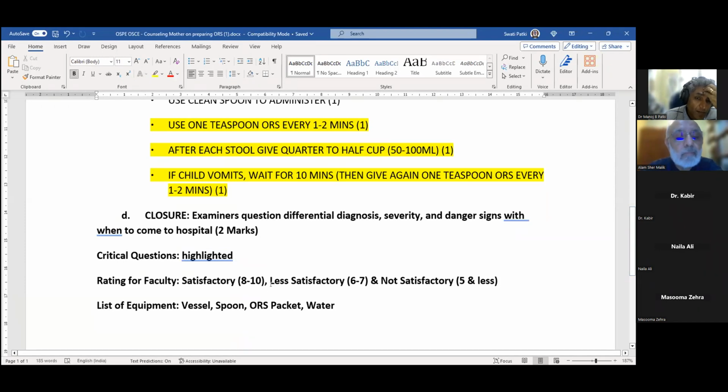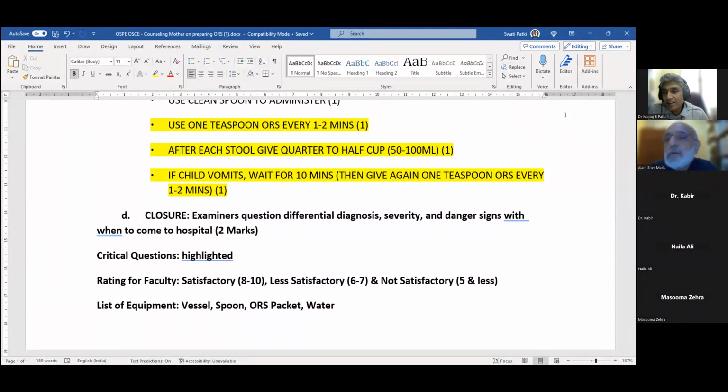Since this is 10 marks collectively, satisfactory performance is 8 to 10 marks. Less satisfactory if he receives 6 to 7 marks, and not satisfactory is 5 and less. The equipment required would be all the contents to show the making of ORS, which is a vessel, spoon, ORS packet and water.